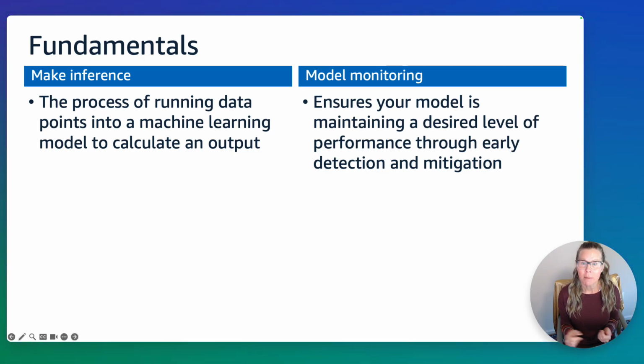Model monitoring ensures your model is maintaining a desired level of performance through the early detection and mitigation of issues. And in AWS, your model monitoring system must capture data, compare that data to the training set, define rules to detect issues, and also send alerts. So this process repeats on a defined schedule, when initiated by an event, or when initiated manually. The issues detected in the monitoring phase include data quality, model quality, bias drift, and feature attribution drift.